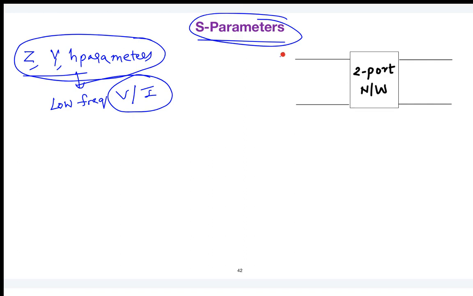Suppose there is some incident wave, you can analyze what will be the reflection and what will be the transmission into the second port. If you have a two-port network or a three-port network where the power will be divided, you can easily apply the S parameters in that case.